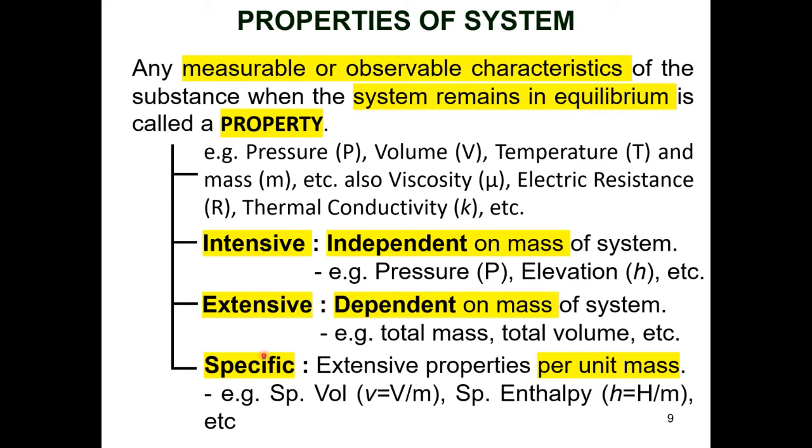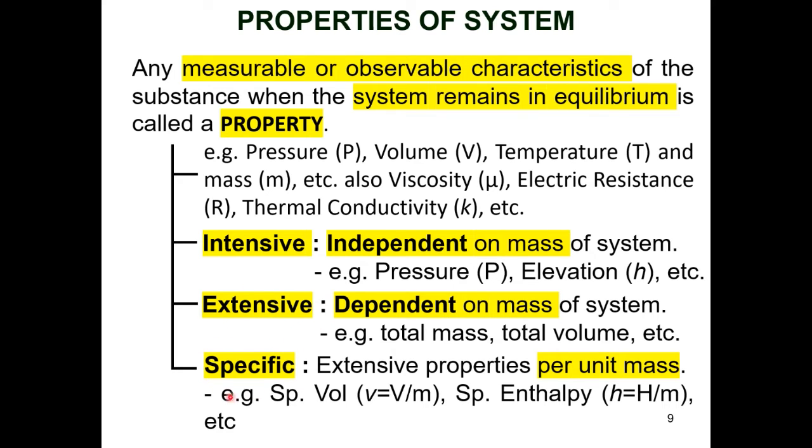Then we have extensive, meaning dependent on the mass, like total mass and total volume. So when the mass changes, all these values also change. That means it is dependent. We call it extensive.